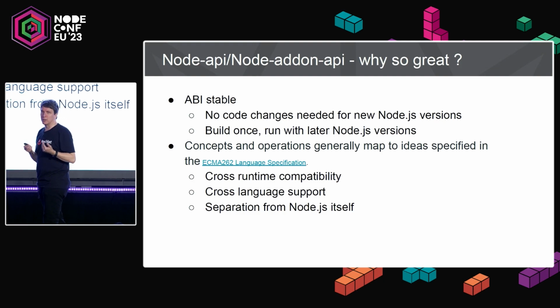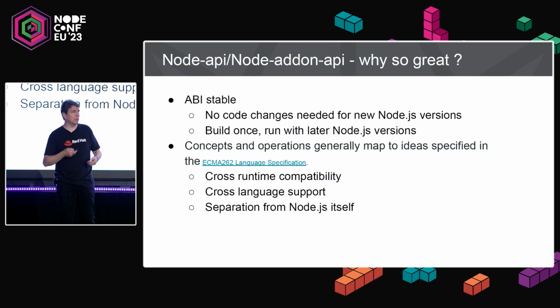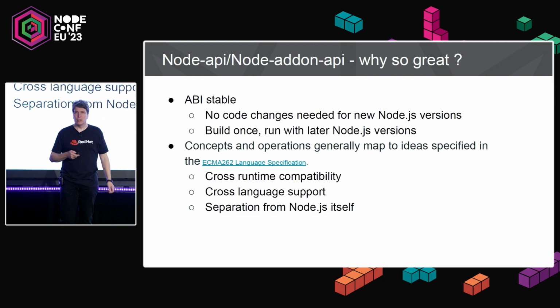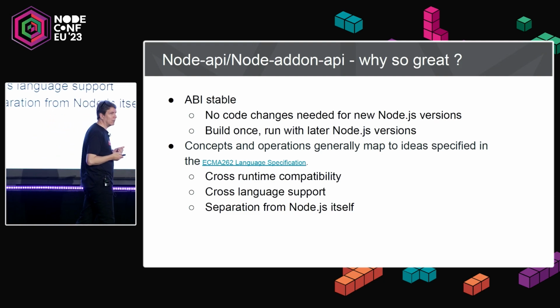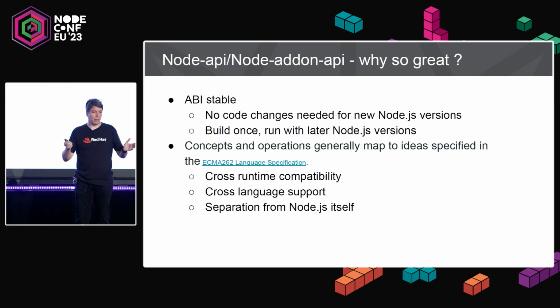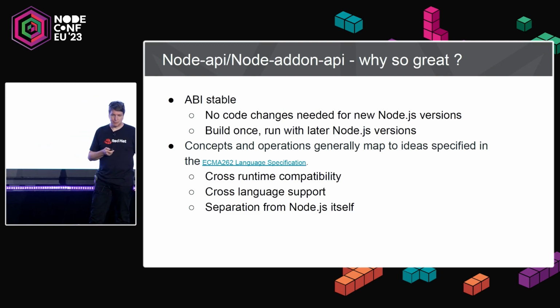Or users would have to know that they had to reinstall, do an npm install that reinstalled and rebuilt all their native add-ons if they were moving up to a new version of Node.js. So you don't have to do that anymore. You can build once and run with later versions of Node.js.